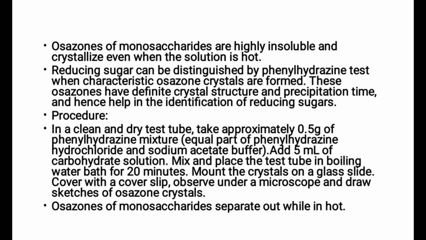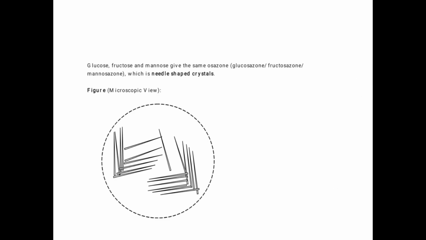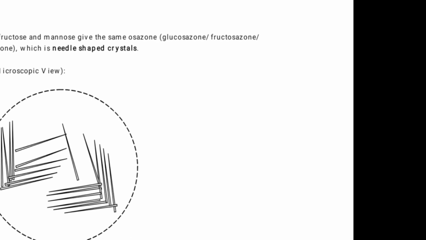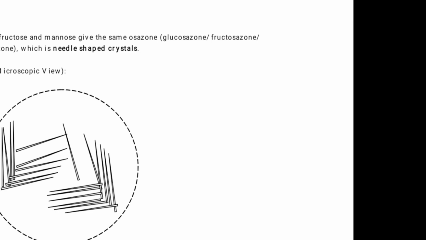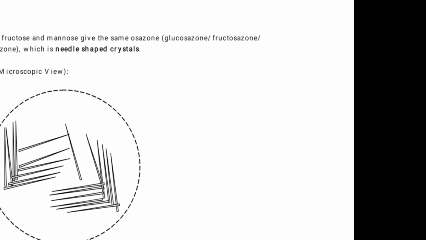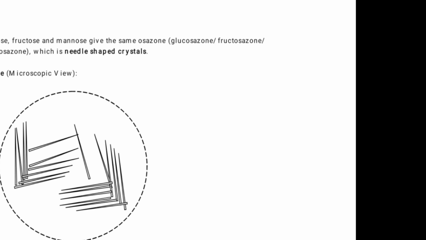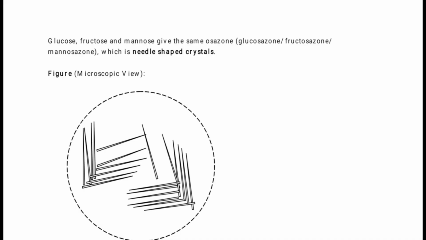Different osazones give different shapes. As I told, glucose and fructose both give needle shaped crystals. Maltose gives sunflower petal shaped crystals. Lactosazone is hedgehog type, ball type. Hedgehog, you know, the small animal with spines. So the same type of crystals we get.